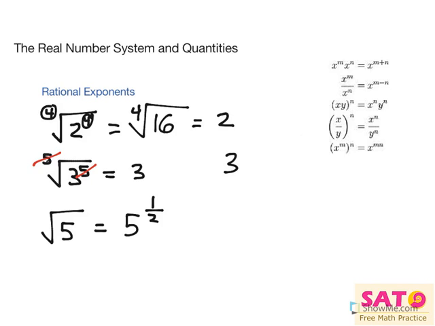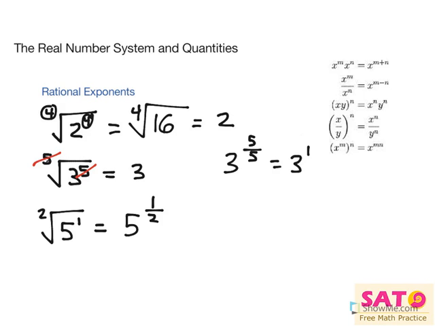So for here we would have 3 to the 5 over 5. The 5 would be for the exponent, and the other 5 would be for the root. That's why they cancel out to be 3 to the 1 power. So same thing here. We have 5 to the 1 power here, and the square root here, so we can convert it as a fraction. So let's try another example.